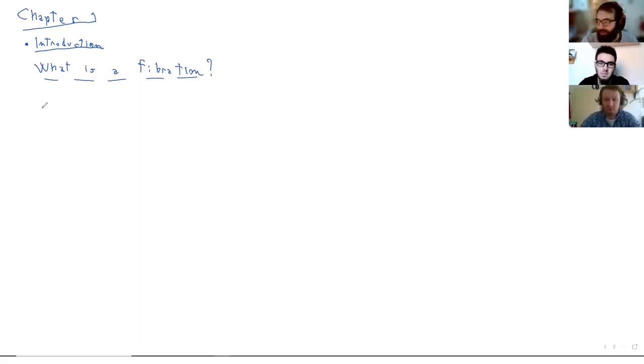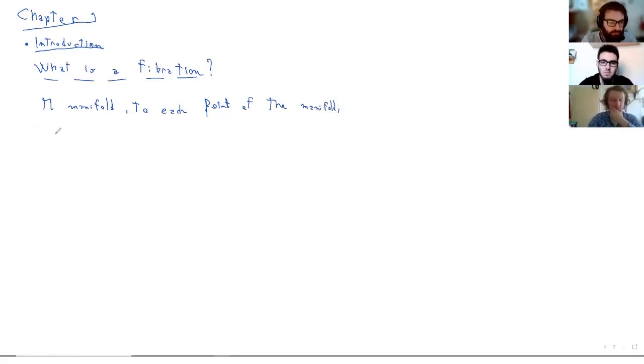The idea is that you have a manifold, and to each point on the manifold, we associate a space. Not necessarily a space, actually. We associate a mathematical object. The examples you've seen are for sure vector spaces. So this is the case of the tangent space.